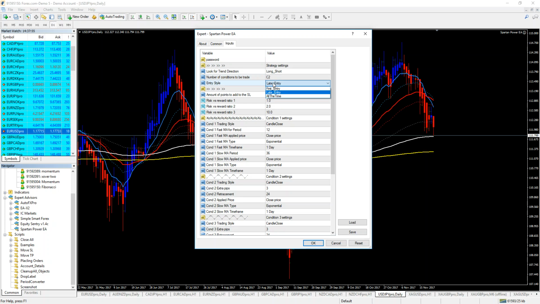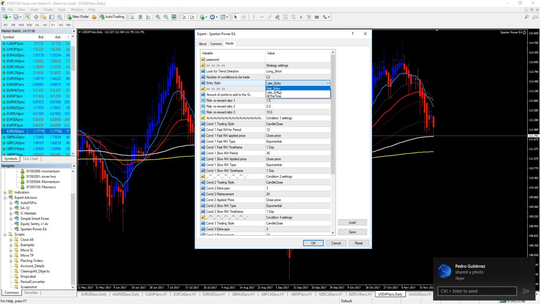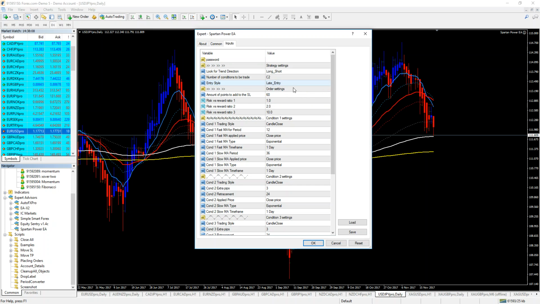Entry style, this means first entry will only look for the first entry of the EA. That means it will only look for the first time there is a retracement. Late entry means it would look for a retracement as soon as you put the EA into the chart. Okay? And finally, all the time means it will be looking for retracement all the time. After that, you have amount of points to be added to stop loss. You won't be using this on this version actually, so don't worry about it.